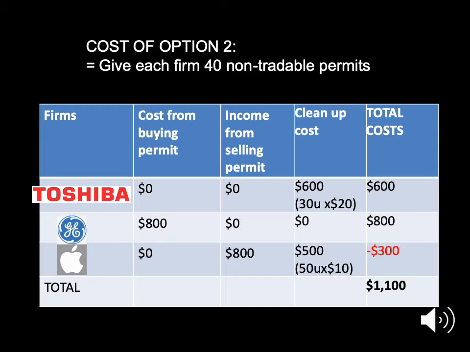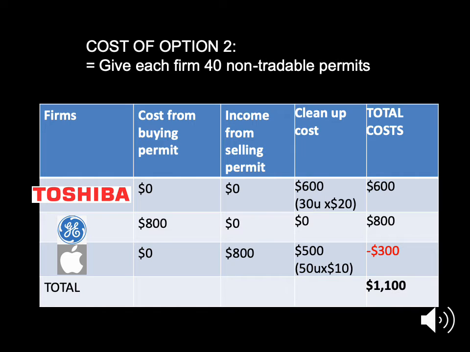Toshiba, $0 from buying any permits, $0 from selling any permits, but they clean up their own 30 units, right? They have 40 units to pollute, 40 permits, but still they need to reduce 30 units, and each unit costs $20. So the cleanup cost for them is $600. For General Electric, they buy 40 permits from Apple at $20, and they pay $800, and they don't have any income from selling any permits, so their total costs are $800.